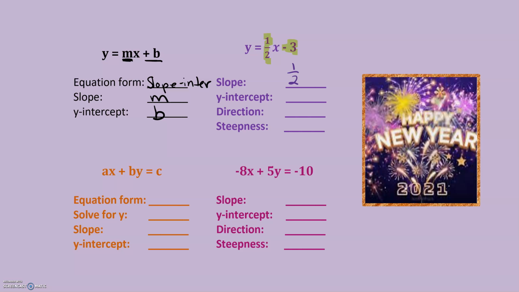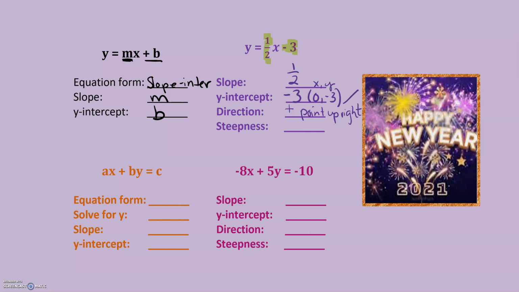It's not being multiplied to x, it's being subtracted. So our y-intercept is -3, and we would write that point as 0, -3, because our x value would be 0 and our y value would be -3. The direction is used by the sign value attached to the slope. So if our slope is 1/2, it's positive in nature. That means that it's going to point up and to the right.